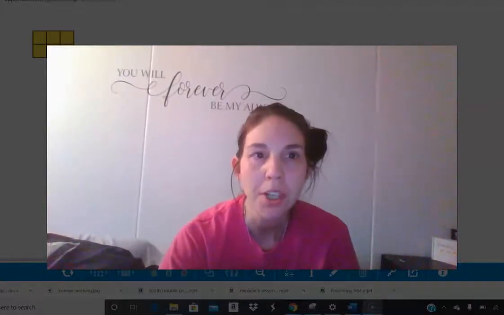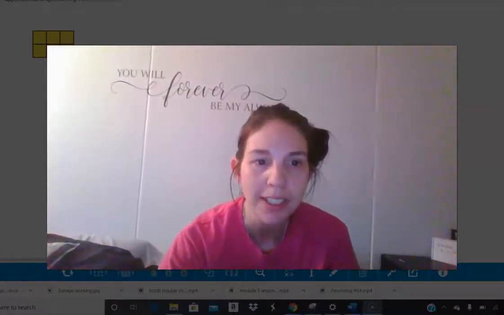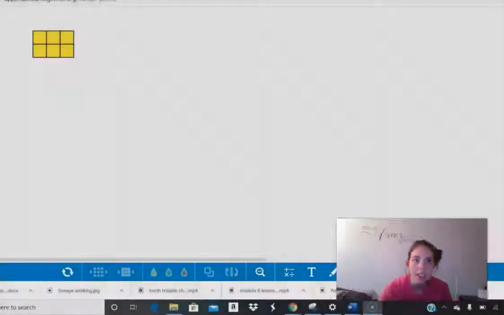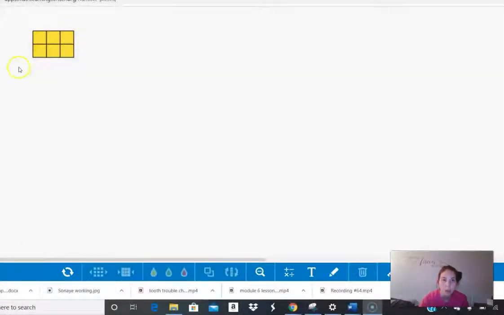Okay, so our first problem is 2 rows of 3, okay? 2 rows of 3 gives us a total of 6, and this is an even number. Each one has a partner, okay?